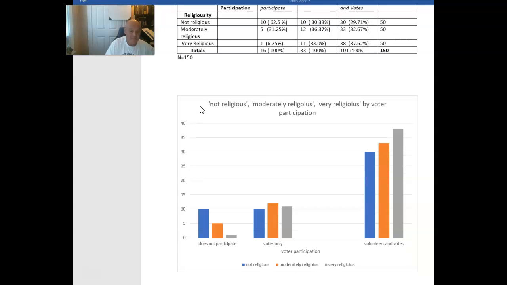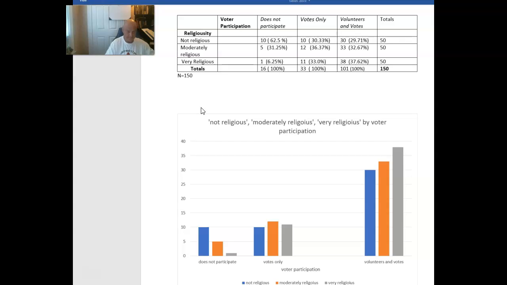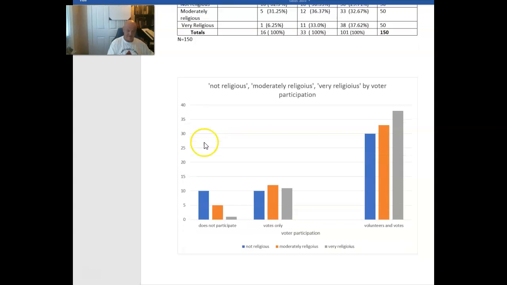Sometimes, moving down, we depict a tabular set of data in terms of a graph. A graph also gives us visual confirmation. Remember, we confirm with our senses, right? It gives us a visual confirmation of who participates versus who doesn't. And we've got the not religious, moderately religious, and very religious.